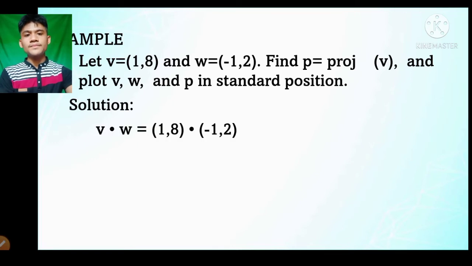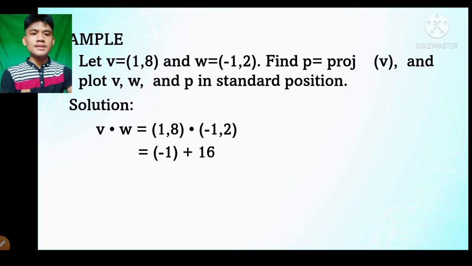So the solution: multiply first V and W. Just substitute the value of V, so we have (1, 8), and the dot product with W. Just always remember the dot product: we have (1, 8) and (-1, 2). So we have -1, since 1 multiplied by -1, x to x, y to y, and then 2 times 8, so we have 16. -1 plus 16, so we have 15 as the value.